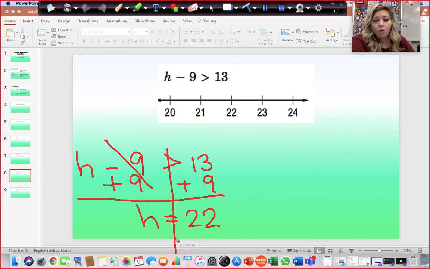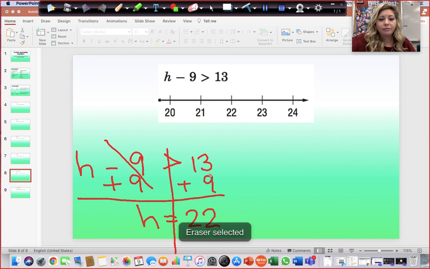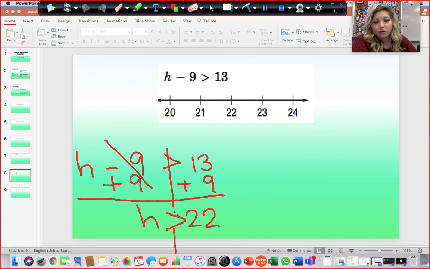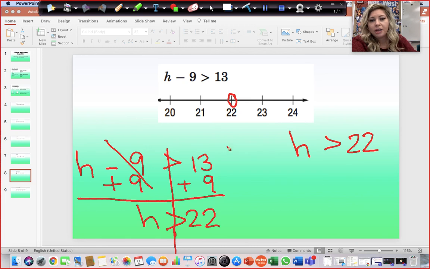Oops, I didn't mean to put an equal sign. This is an inequality, not an equal sign. You want to bring down your inequality sign. So our inequality sign is our greater than sign. So it says h is greater than 22. That means I'm going to circle 22 but not color it in because it is not or equal to. And then I want to shade in the direction of all of the numbers that are greater than 22.